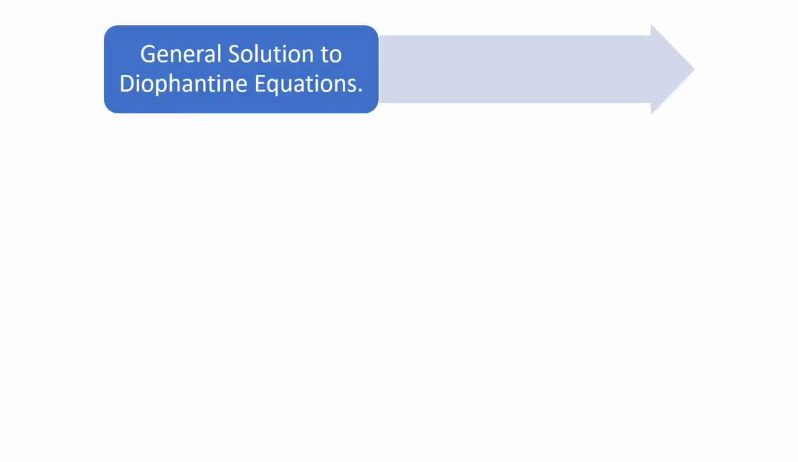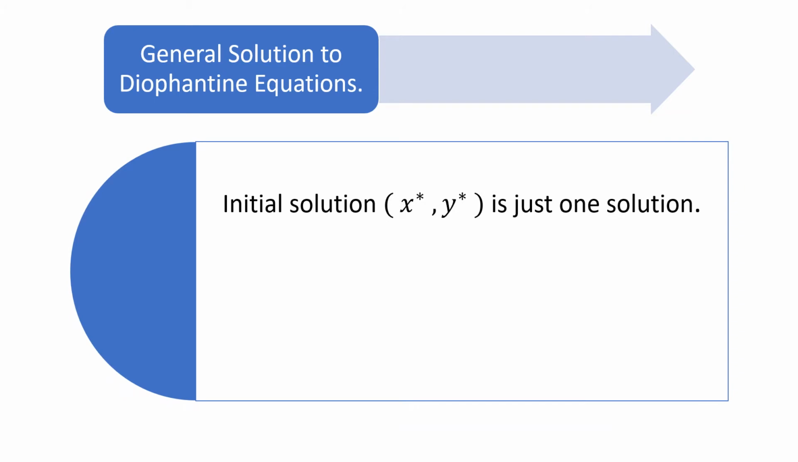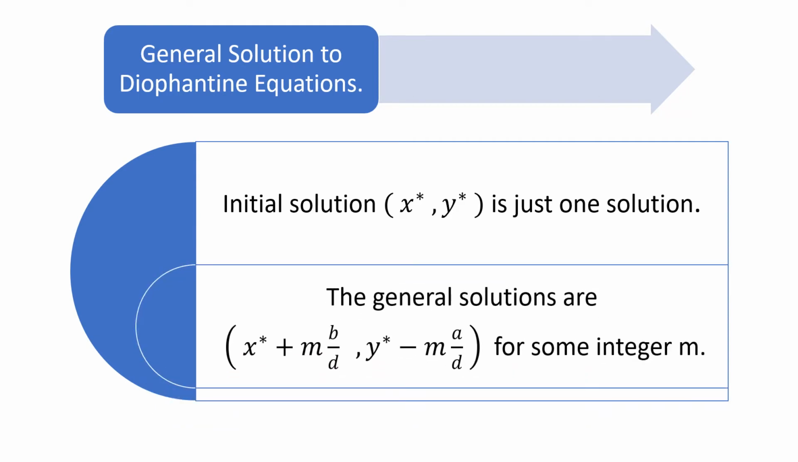If you are trying to find the general solution, then having the initial solution as x star, y star, we can get the general solution as x star plus m b by d, where m is an integer, and y star minus m a by d. So this is an ordered pair. The x value is x star plus m b by d, and the y value will be y star minus m a by d. For different values of m, you will get a number of values for the solution. That will be the general solution to the Diophantine equation.